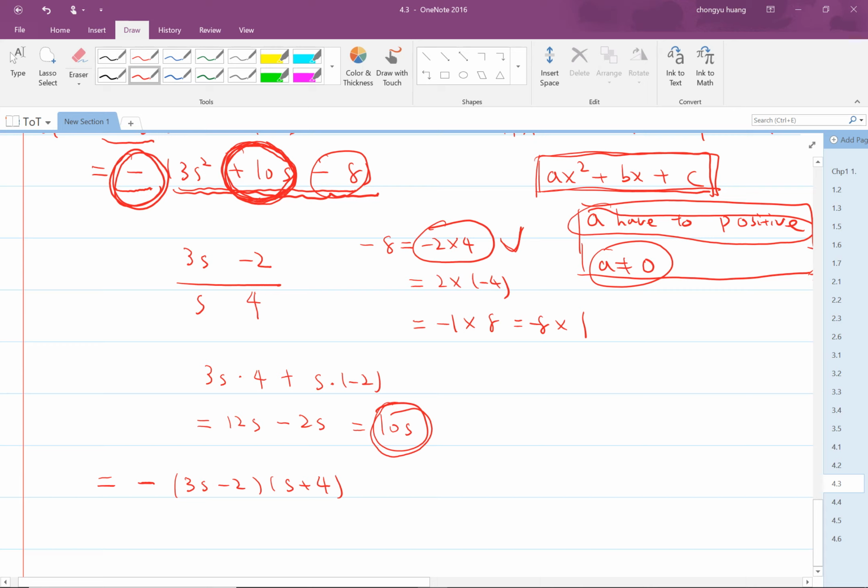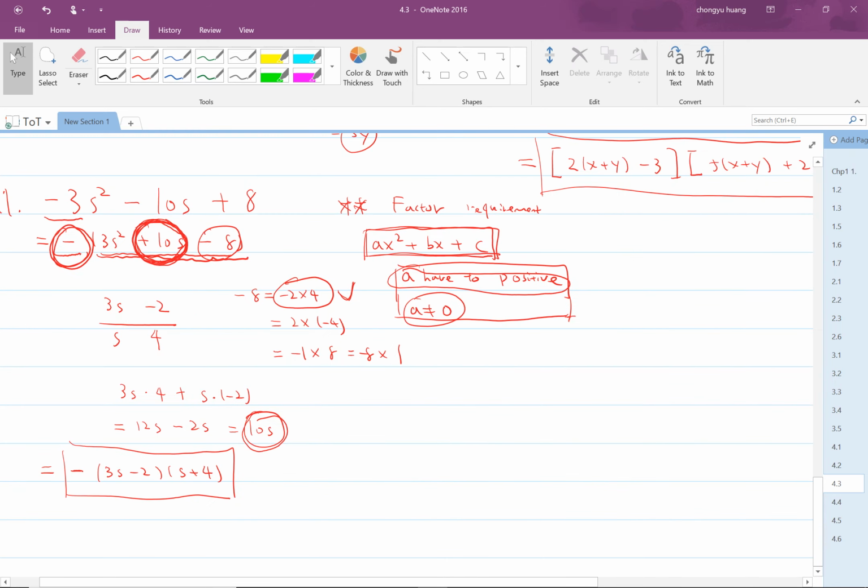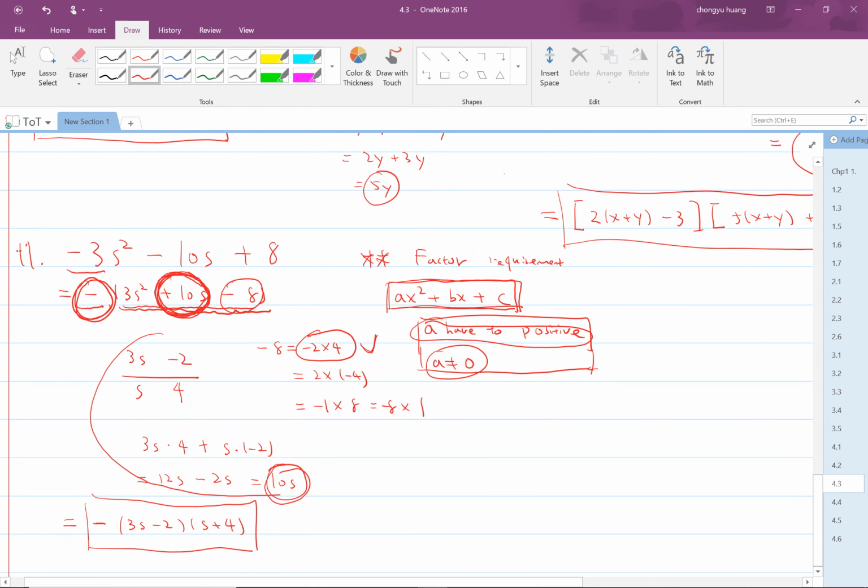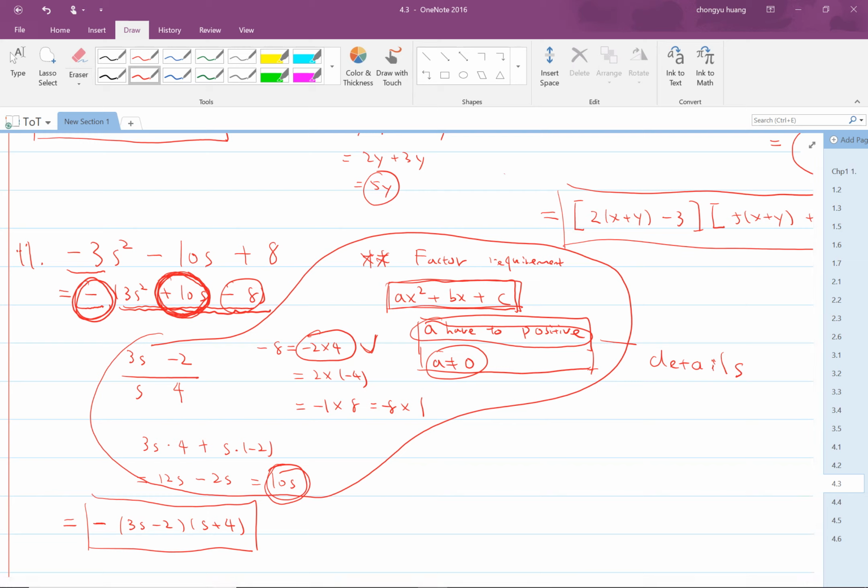Write down the negative sign first, and then 3s minus 2, and then s plus 4, and then we finish the question. All the part over here is the detail, so you can just leave it out. I will not erase it because I want to make sure you can look at it, but when you do the question, you need to erase it.